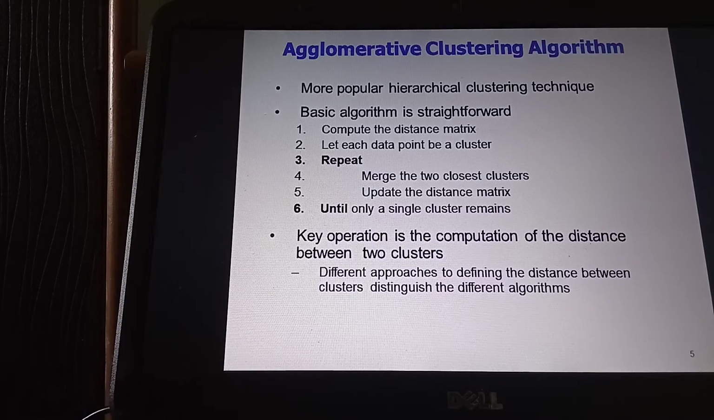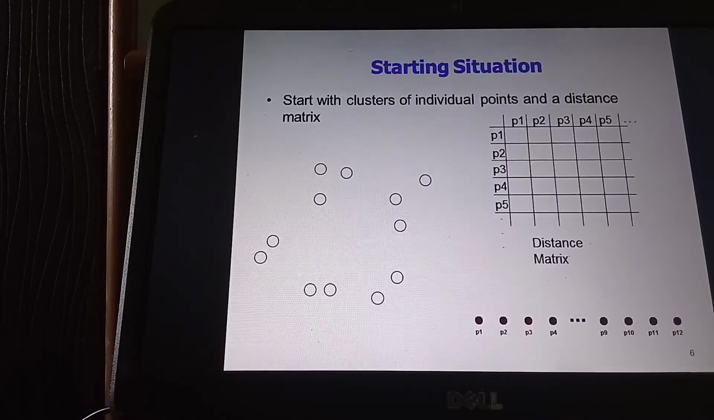Start with agglomerative clustering, the most popular hierarchical clustering technique. See the algorithm. First step, compute the distance matrix. Then second, let each data point be a cluster. Repeat: merge the two closest clusters, and update the distance matrix until only a single cluster remains. Here, the key operation is the computation of the distance between two clusters. You have to use different approaches to define the distance between clusters, which distinguish the different algorithms.